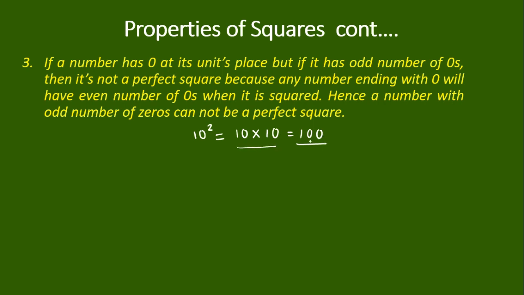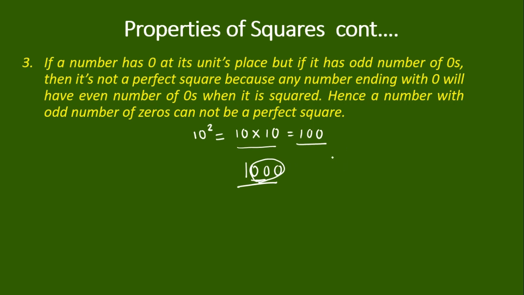Here you can see that two zeros are there. So if two zeros are there, we will say that it's a perfect square number. Now I'm writing another number, suppose 1000. Is 1000 a perfect square number? No, it's not a perfect square number. Why? Because after 1 it has three zeros. That is why it is not a perfect square number.